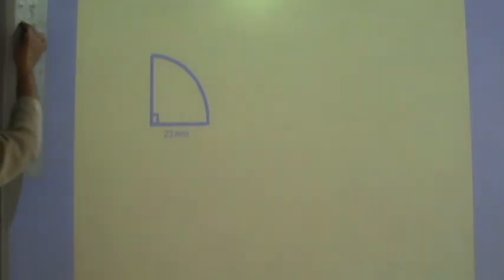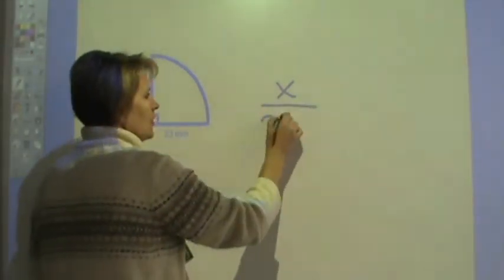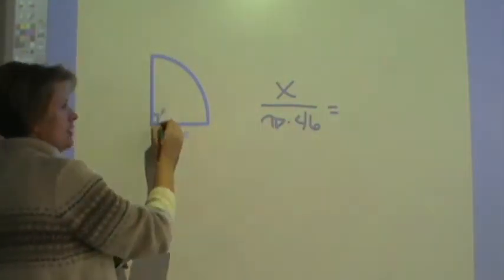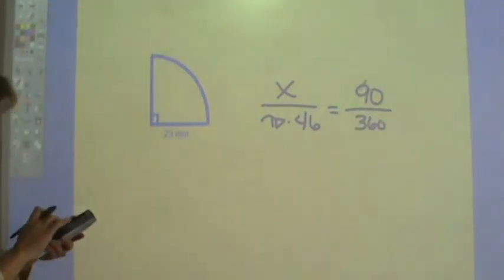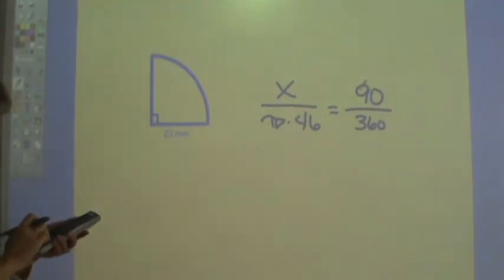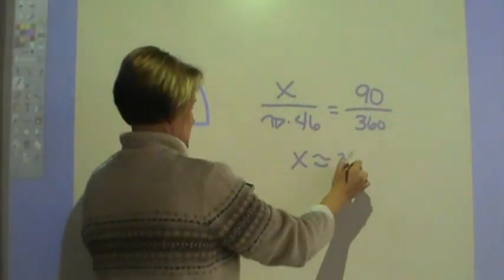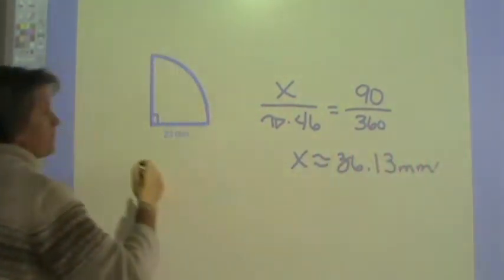There's another one like that. Let's just write it out quick. Central angle, arc length over pi times diameter, where the diameter would be 46. Central angle is 90 divided by 360. So pi times 46 times 90 divided by 360 gets me about 36.13 millimeters. All right, that's pretty much it, just those two equations.